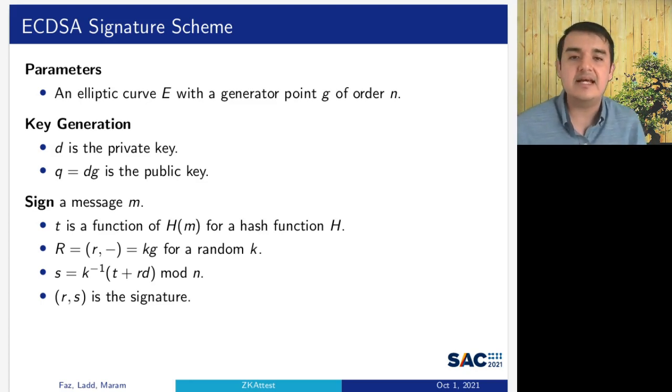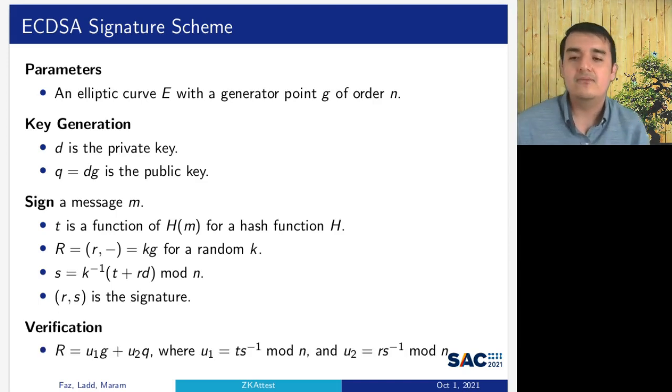After that, S is computed using the following equation. And finally, the signature of the message is the pair little r, s. For verification, we need to check that this equation holds using the public key Q.